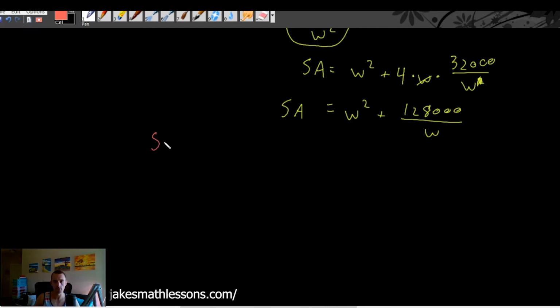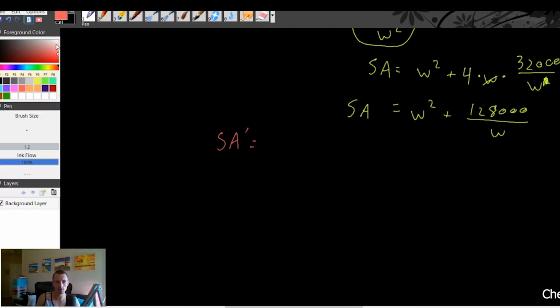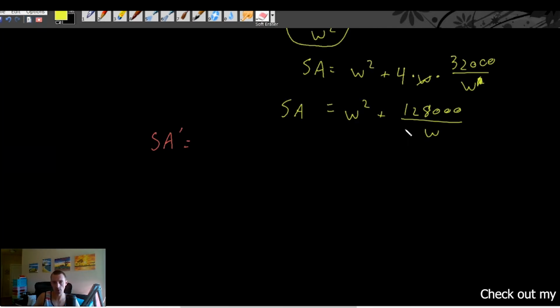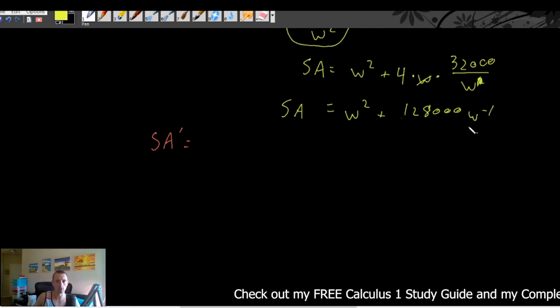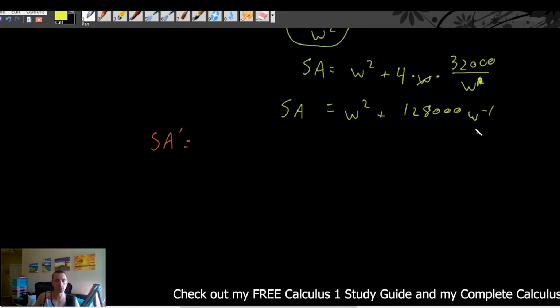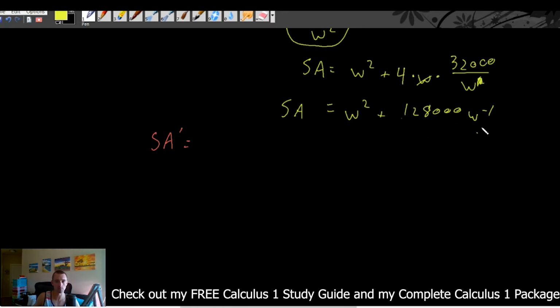So we're going to find the derivative, we'll call it SA prime. Before we do that though, let's think about how we can rewrite this equation, because having something over W doesn't make it very easy to find the derivative of that function. So instead, what I'm going to do is write this as 128,000 times W to the negative 1 power, because W to the negative 1 is the same as dividing by W.